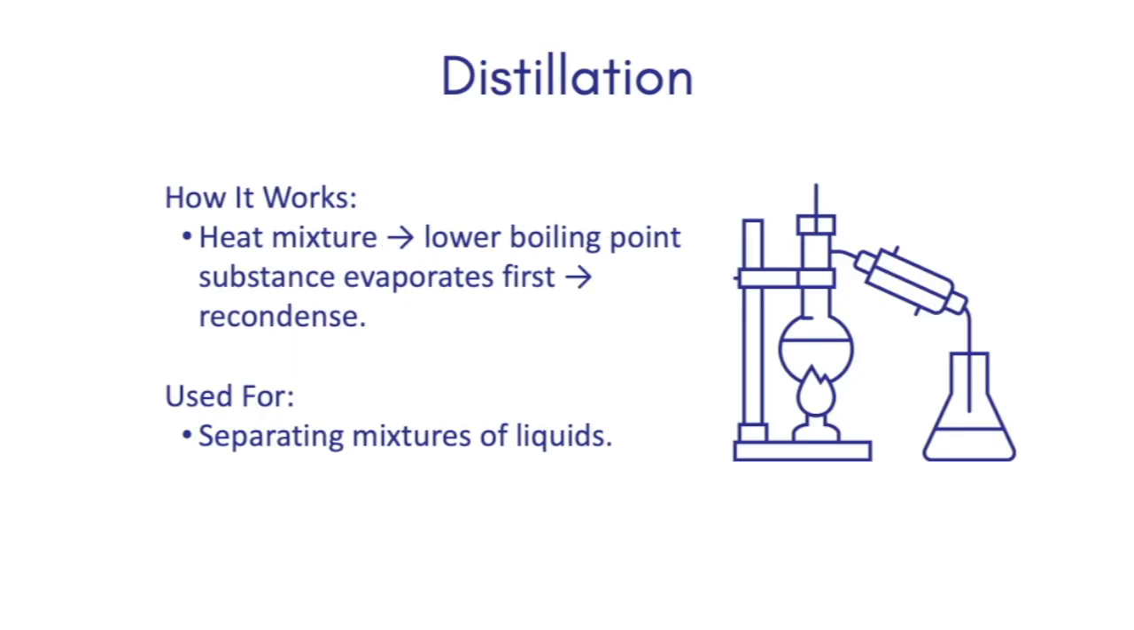Distillation is better used when we're separating a mixture of liquids, for example, ethanol dissolved in water, and it uses the difference in boiling points. For example, ethanol's boiling point is about 78 degrees, where water's boiling point is 100 degrees. So if we boil a mixture of ethanol and water, ethanol would change into a gas before water because it has a lower boiling point.